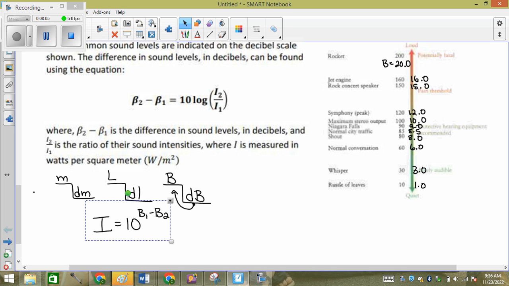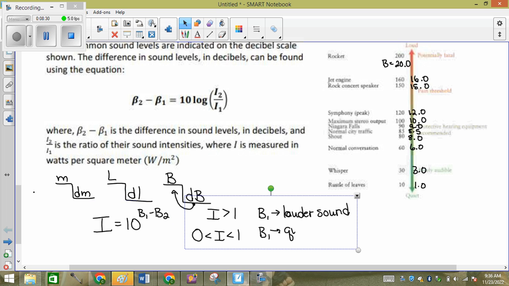And how I use the formula is, if my intensity is greater than 1, the B1 is the larger, louder sound. And if my intensity is between 0 and 1, which means it's actually decreasing, my B1 would be the quieter sound. Log formulas they often give are a little bit confusing as to how you fill them in. But basically, if your intensity is large and growing, your B1 is the louder sound. If your intensity is decaying, your B1 is the smaller sound, because you'd have to have the smaller sound here in order for it to decay.